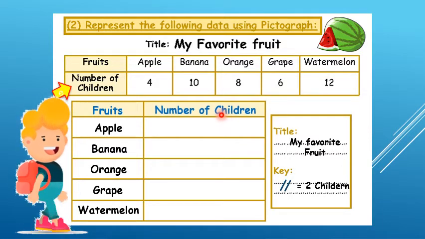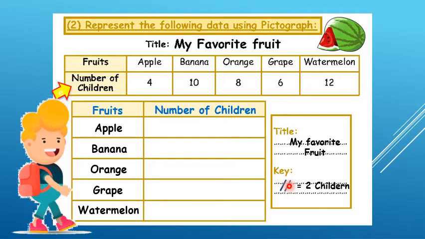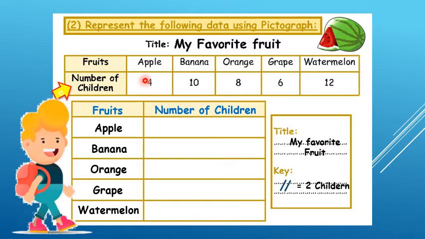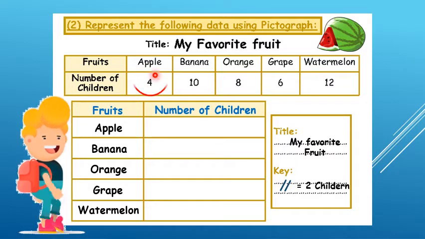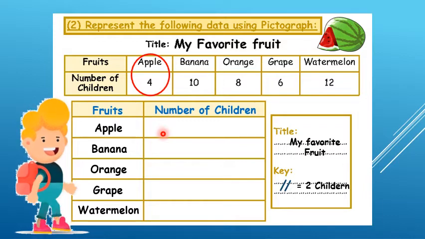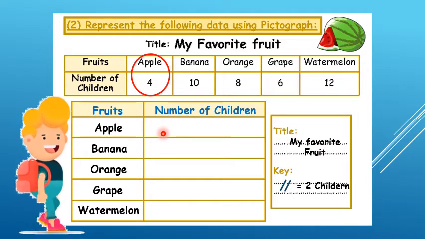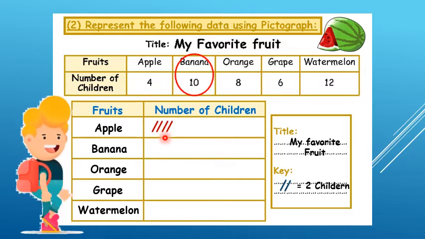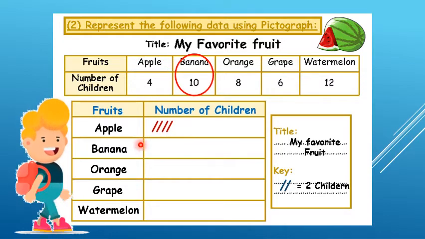Here we will use our tally pictograph and we will count by 2. Good job. Here we have 4. In apple, we have 4 children. Then we will draw how many tally? 4 tally. But we will count by 2: 2, 4. It will be 4 tally.